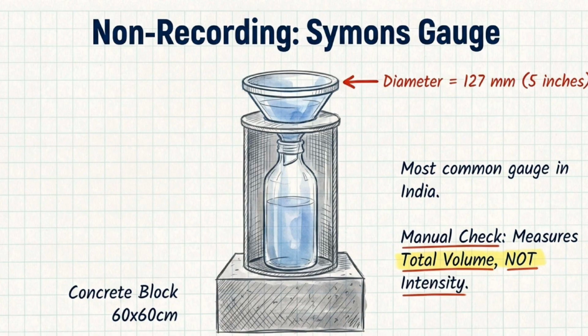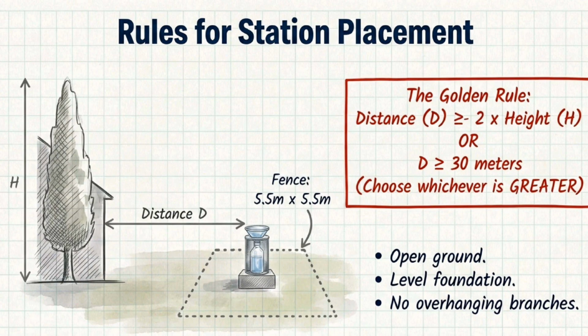So remember three key points. Symon's gauge, its diameter is 127 mm, that is 5 inches, which measures total rainfall, not intensity. Now let's understand the rules for placing a rain gauge station.